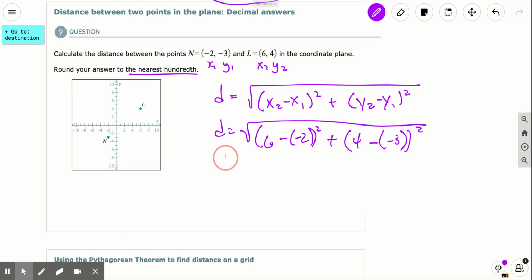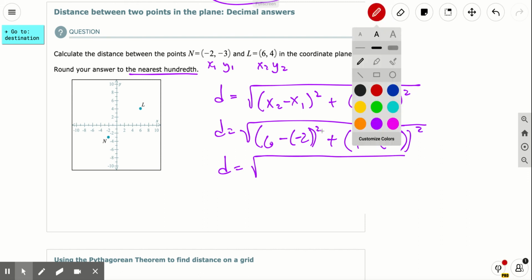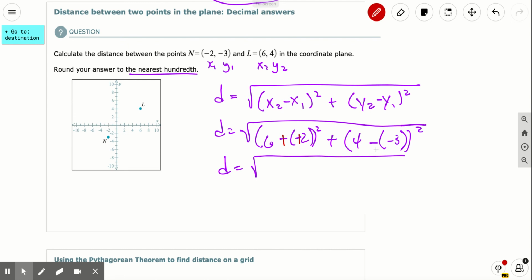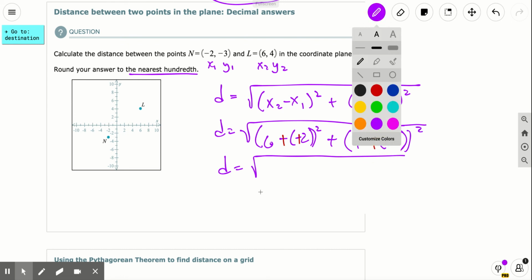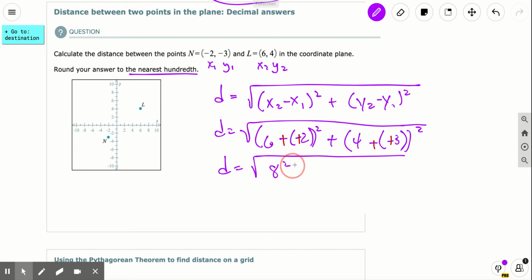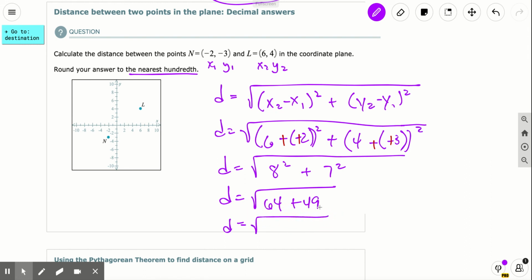Okay? D is equal to, this becomes a plus, minus minus is a plus. This becomes a plus. All right, back to this. So 6 plus 2 is 8 squared, plus 4 plus 3 is 7 squared. D is equal to the square root of 64 plus 49. Now add those two together. 9 plus 4 is 13. Carry the 1. 11. 113.